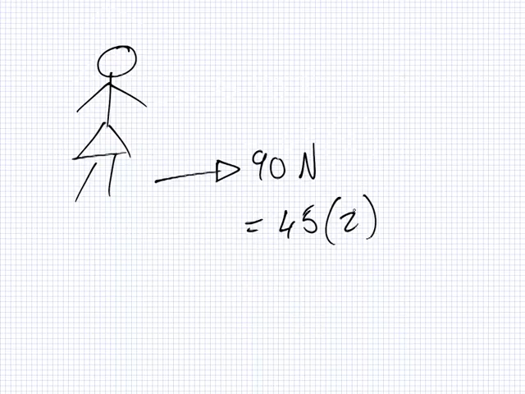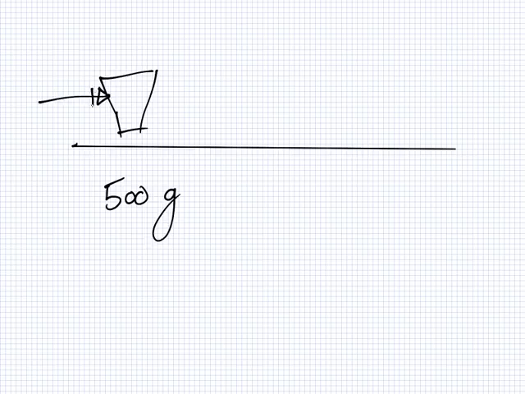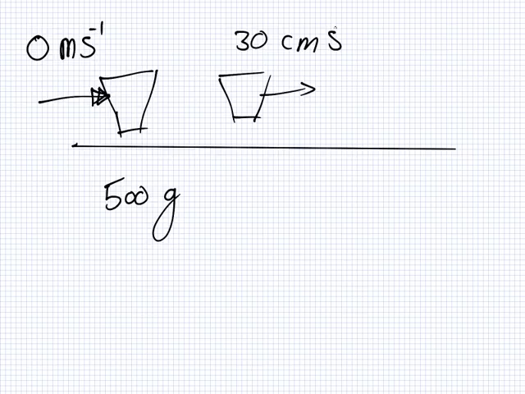So I'll draw this for you. What you have is your cup of coffee, and the mass is 500 grams, and he pushes it, and at the beginning it's 0 meters per second, and then afterwards, after he pushes it, it's moving at, I said, 30 centimeters per second. And how long is he pushing it for? The time here, I said it's 1 second. So, I want you to calculate the force in his hand.